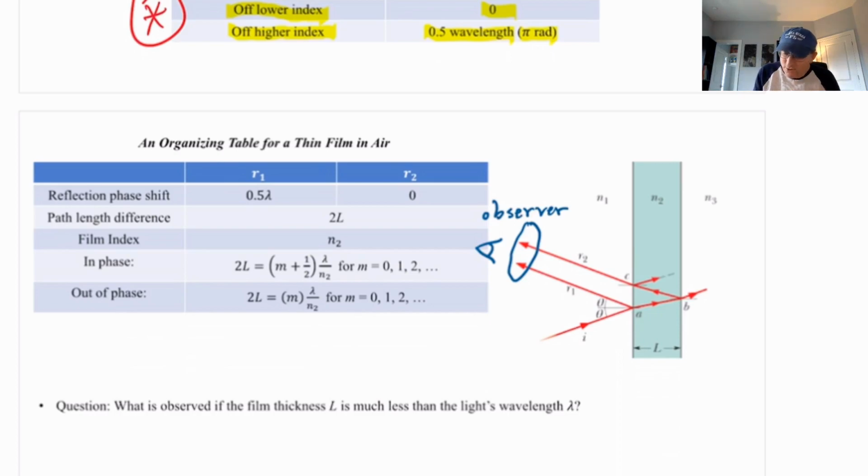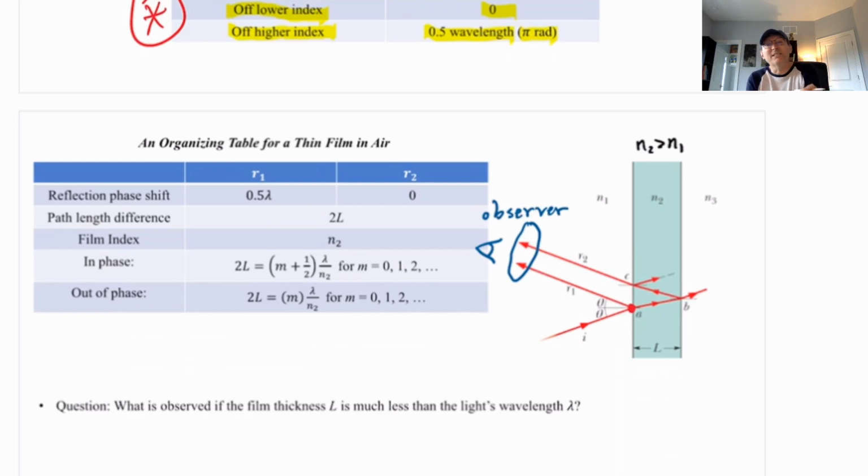And specifically, we want to know the condition for seeing a bright, fully constructive interference, or darkness, fully destructive interference. All right, now we're assuming in this picture that N2 is larger than N1 and N3, but the key thing is N2 is larger than N1. That means then, note very carefully, that the reflection at point A, which is for the ray R1, picks up a reflection phase shift.